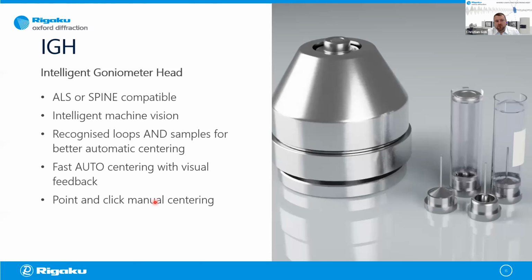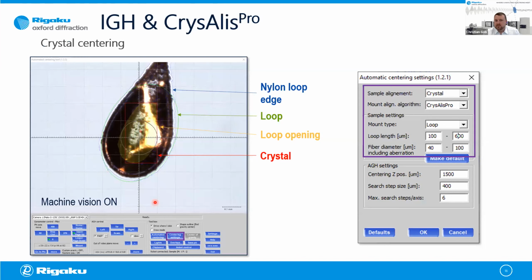The intelligent goniometer head allows to be used with ALS or SPINE type sample holders. The crystals can be centered in an automatic way by recognition of the crystal or of the loop. And if you do not want to use automatic centering, of course, you can just point and click at the crystal. This is what most of the small molecule crystallographers would do. So this is also usable without the flow system itself. This is the mounting interface that is used with the intelligent goniometer head.